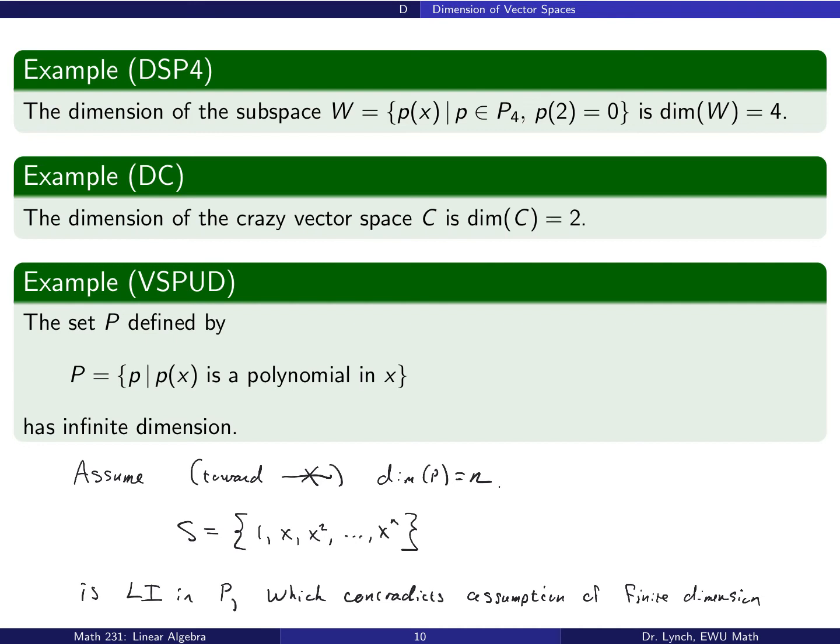we know that the set 1, x, x squared, out to x to the power n, is a linearly independent set in P. It has n plus 1 elements, which contradicts the assumption of finite dimension. So here's an example of an infinite dimension vector space, the set of all polynomials.